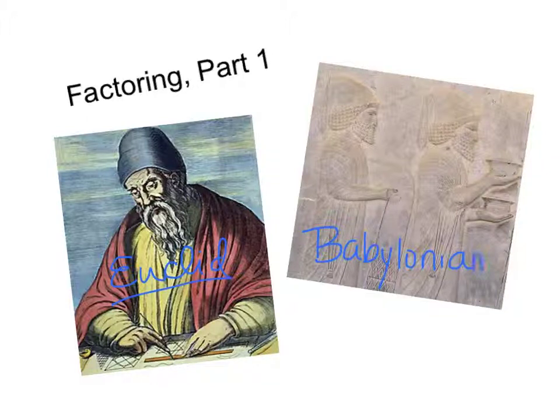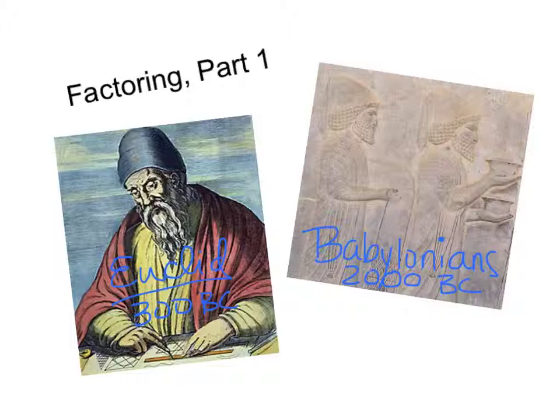And I guess what I wanted to do is I looked up the history. In 2000 BC, the Babylonians actually knew how to do this. Euclid knew how to do this in 300 BC. And I think it's important to recognize how ancient the mathematics that we're actually learning is.